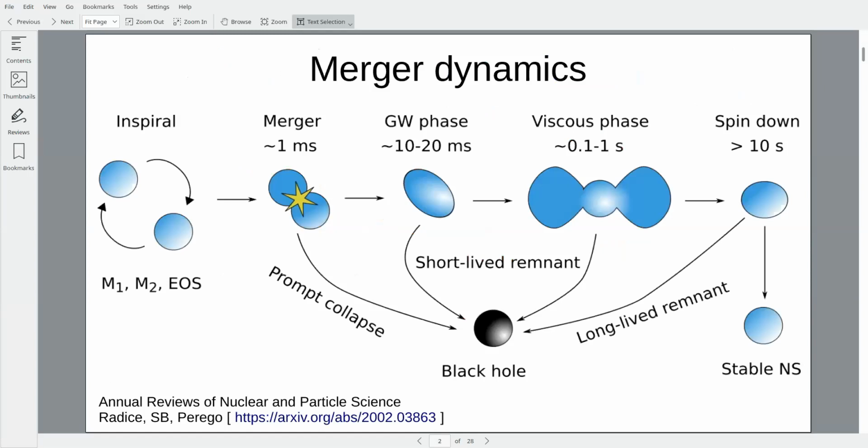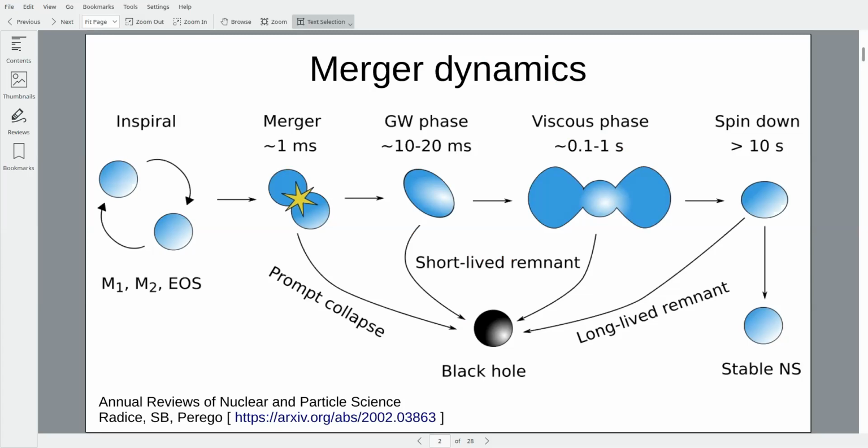So as you probably know, by the time the binary enters the frequency band, say, of LIGO and Virgo, the motion has circularized and it proceeds through merger on a minutes time scale. So it's about 1,000 orbits. Finally, these objects merge and fuse.